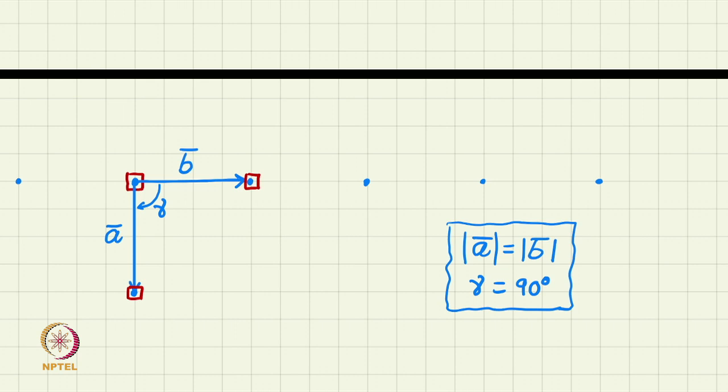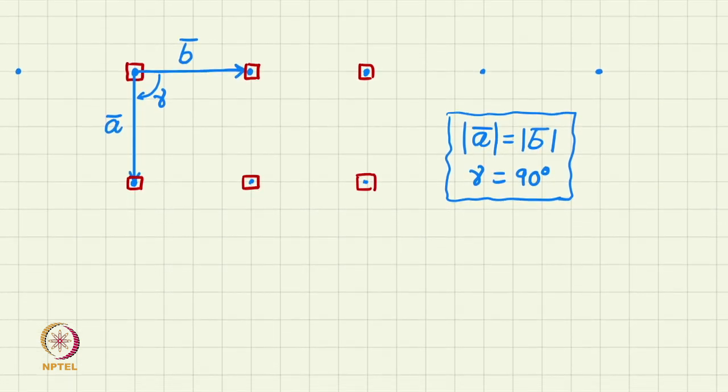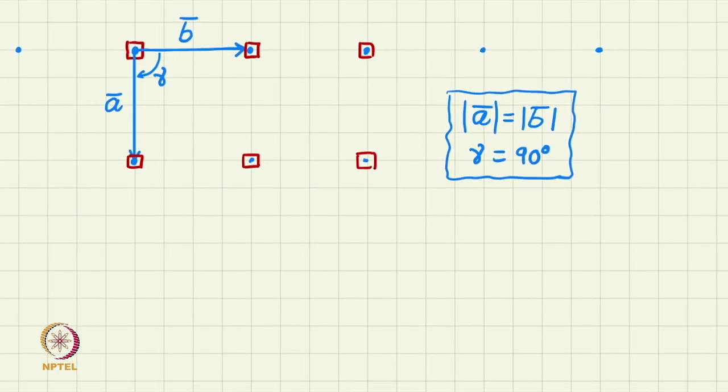And of course, since one lattice point is a fourfold axis and all lattice points are equivalent, all these lattice points will have a fourfold axis of symmetry. So, obviously, you now have what is called a square lattice.